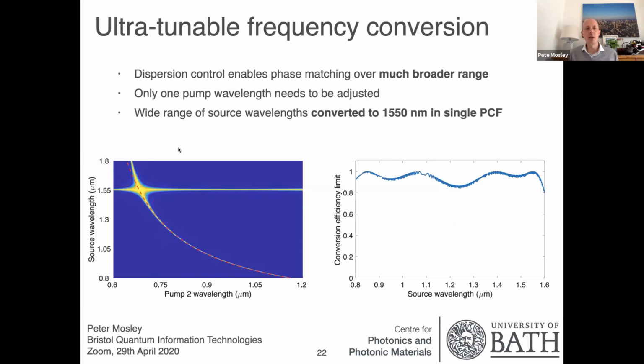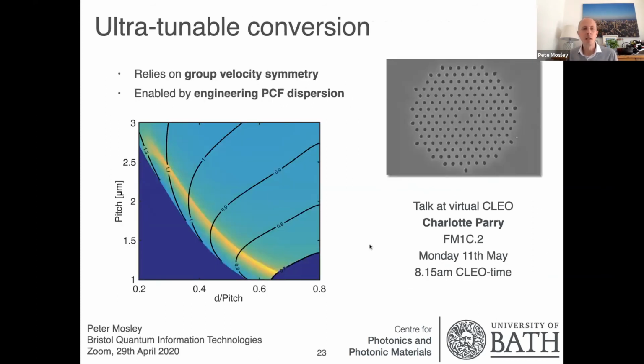However, if we design our PCF very carefully, we can get those two conditions, the energy and the momentum conservation, to overlap over a wide range of wavelengths. And that gives us, or could potentially give us, high conversion efficiency over a wide range of source wavelengths, all to 1550. And it turns out that the way in which we can engineer that process is by imposing group velocity symmetry within our PCF.